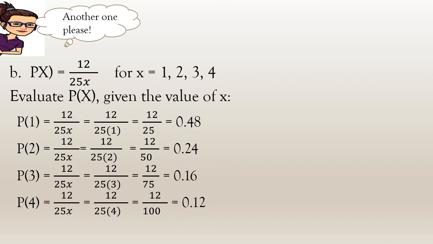P of 2, that's 12 over 25 times 2, which is equal to 12 over 50. Sa decimal, yan ay 0.24. P of 3, that is 12 over 25 times 3, which is equal to 12 over 75, or 0.16. For P of 4, that's equal to 12 over 100, or in decimal, 0.12.